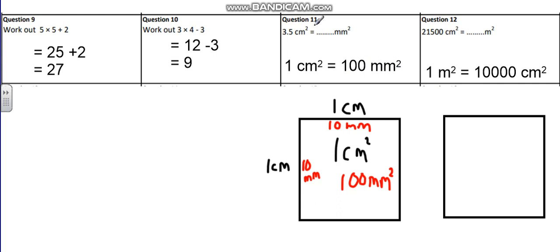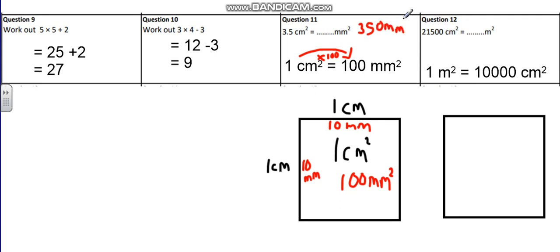Okay? Now, if I'm turning centimetre squared to millimetre squared, how do I get from 1 to 100? I times by 100. Okay, so I need to multiply this number by 100. So 3.5 times 100 is 350 millimetres squared.